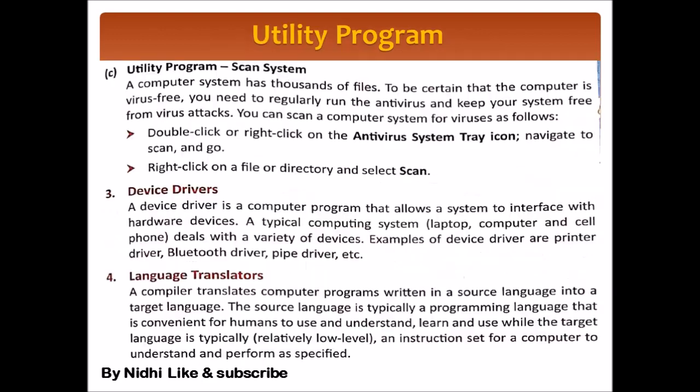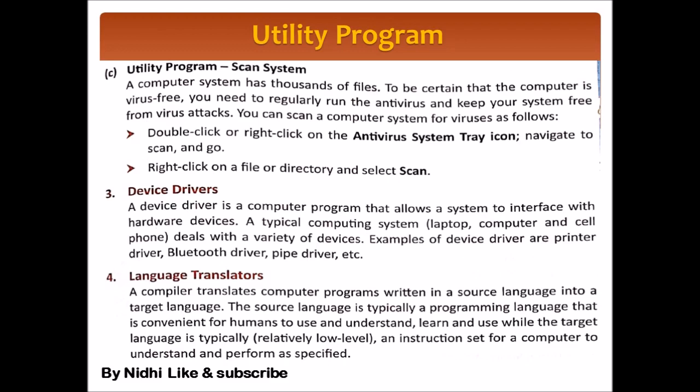Other utility programs are scan systems. A computer system has thousands of files, so to be certain that the computer is virus free, you need to be regularly scanning your computer. Run the antivirus and keep your system free from virus attack. You can scan a computer system for viruses by double clicking or right clicking on the antivirus system tray icon, then navigating to scan, and then right clicking on the file or directory and selecting the scan process.